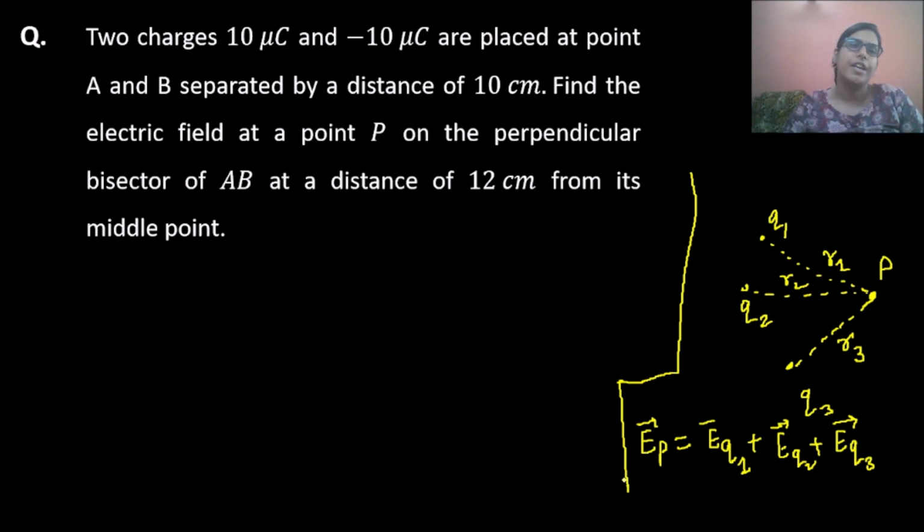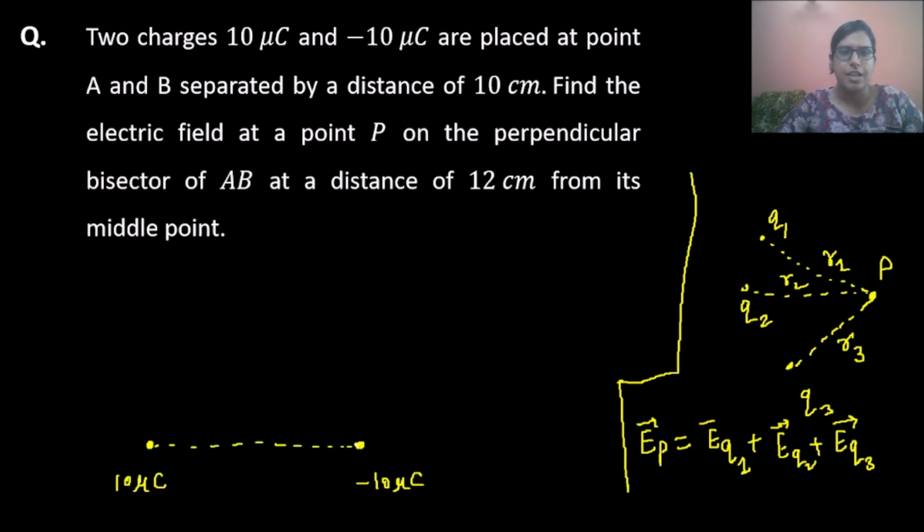Now in this question we are given two charges, 10 microcoulomb and minus 10 microcoulomb, placed at points A and B separated by a distance 10 cm. Find the electric field at a point P on the perpendicular bisector of AB at a distance of 12 cm from its middle point. So in this question there is a little calculation, so I will give you an idea of how this type of question is solved. So here is 10 microcoulomb and here is minus 10 microcoulomb.